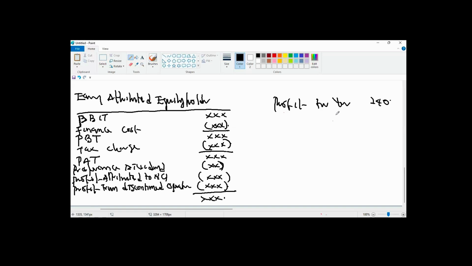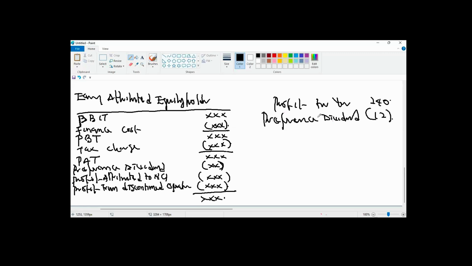I'll now look at the question. Is there any preference dividend in the statement of financial position or the statement of profit or loss? I'll now look at the figure. Is there any preference dividend? Yes, of 12 million. Then I will ask the question, is there any profit attributed to NCI?